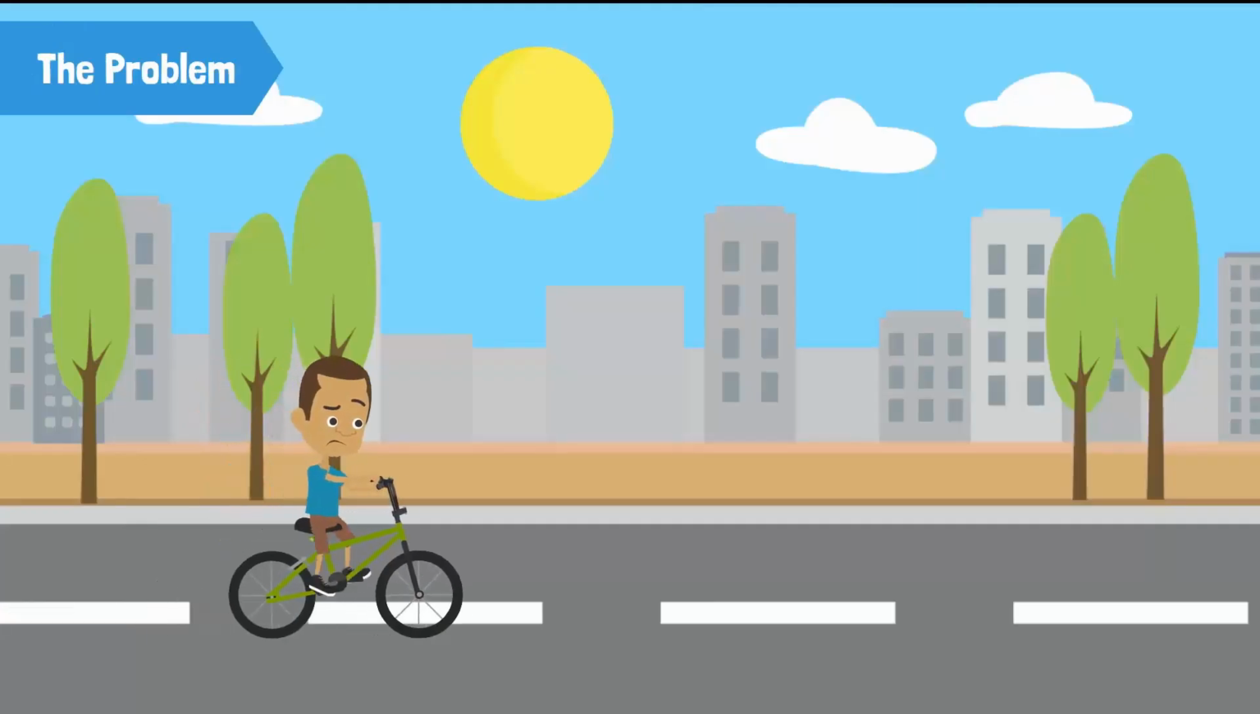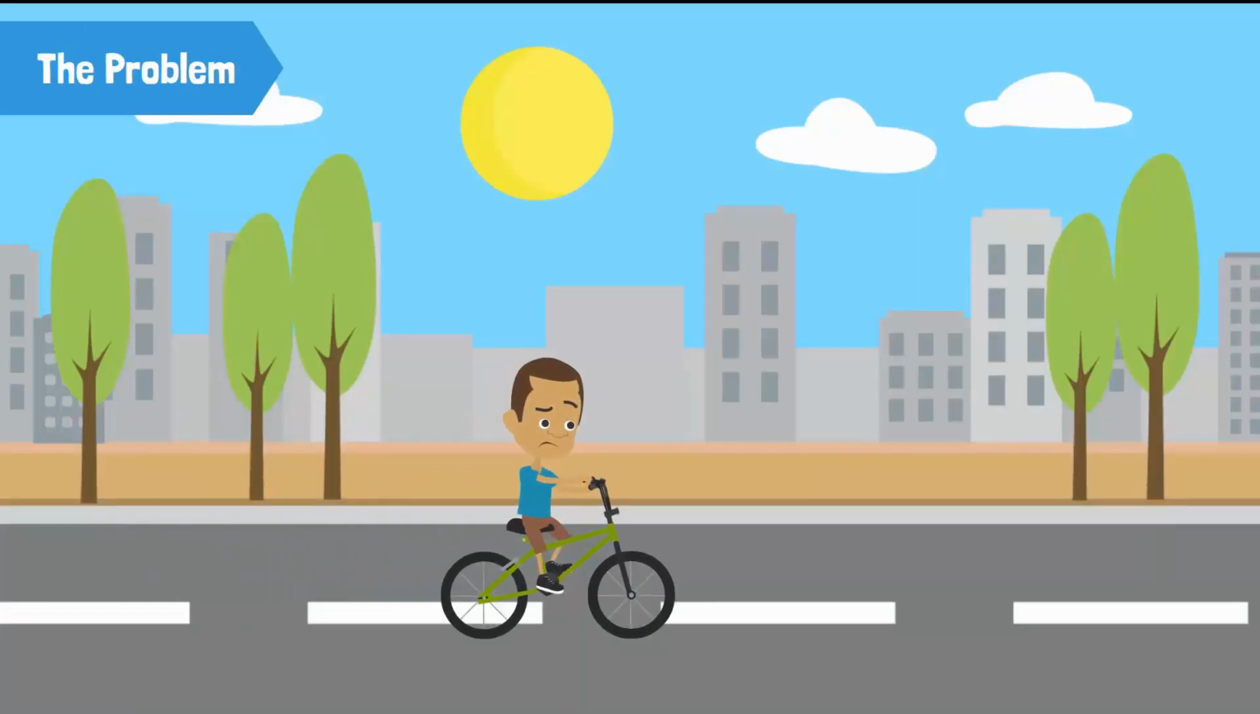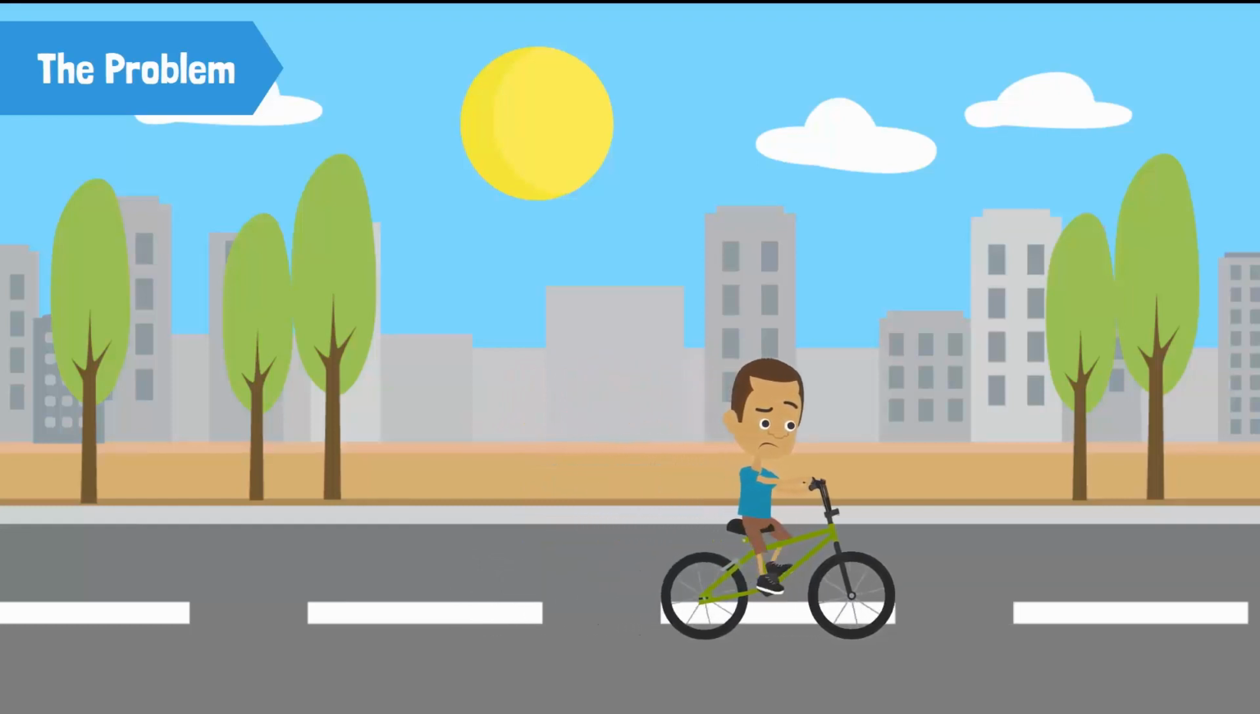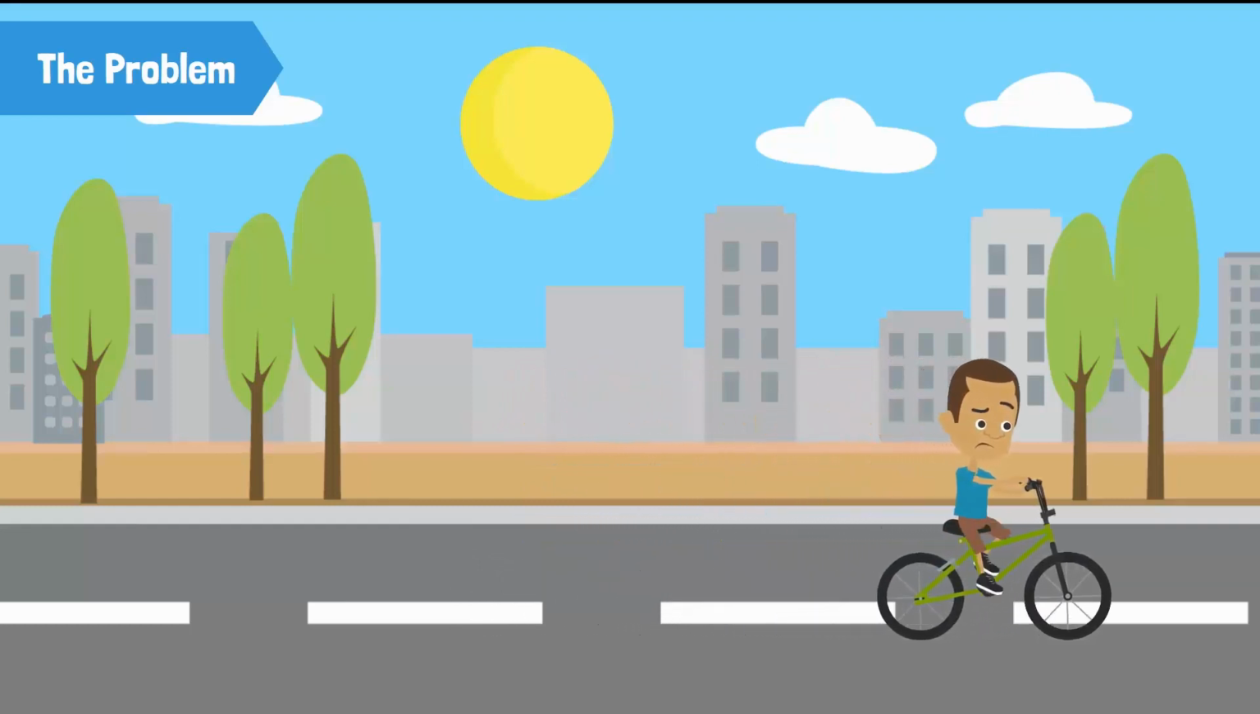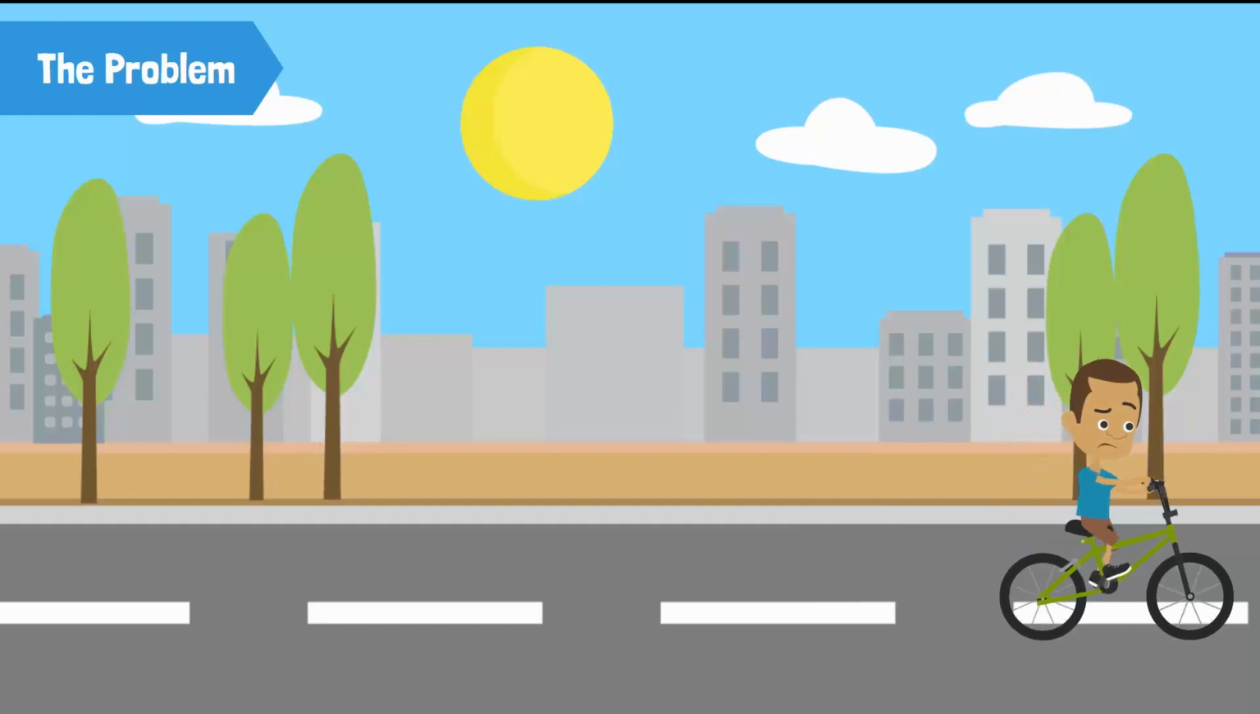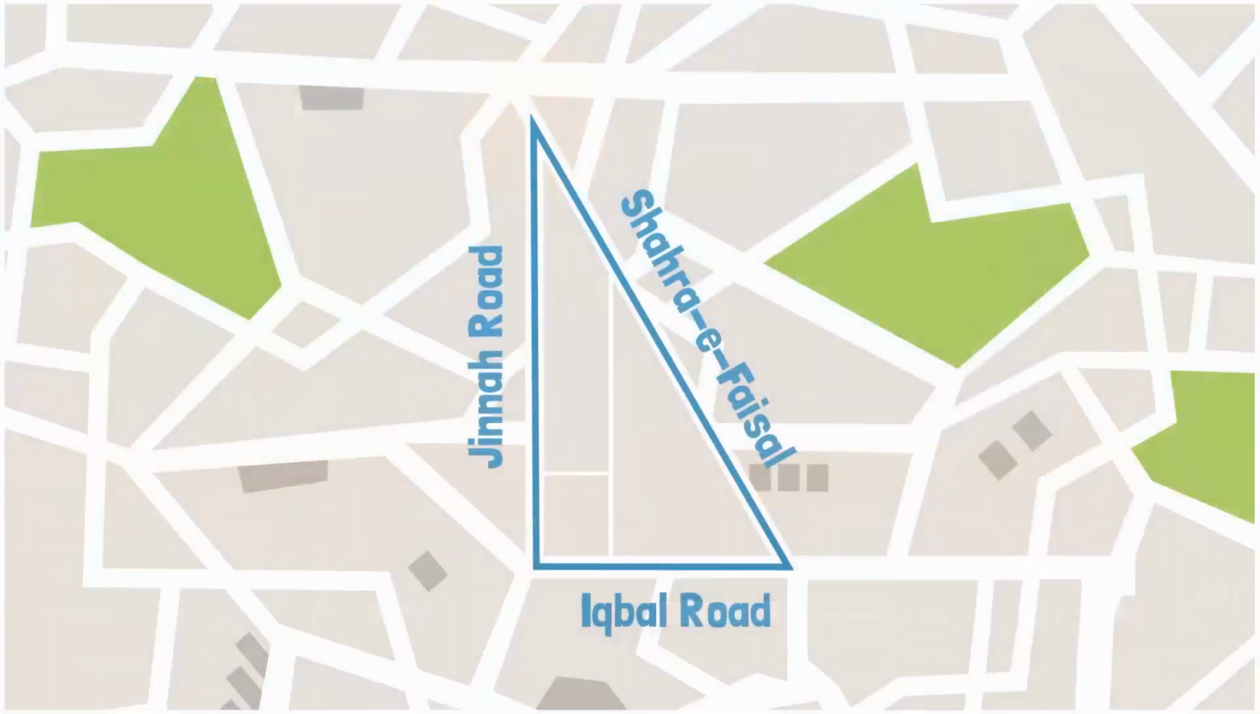Have you ever had trouble getting to school on time? Well, our friend Asif seems to be having the same problem. Let's see if we can help him out. Asif rides his bike from his house to school every day. Here is a simple map of the area.